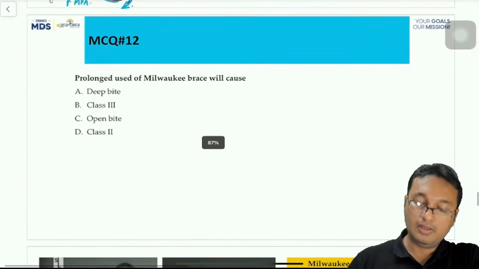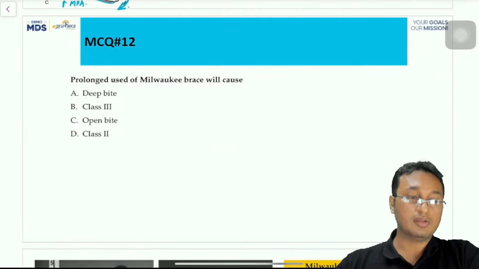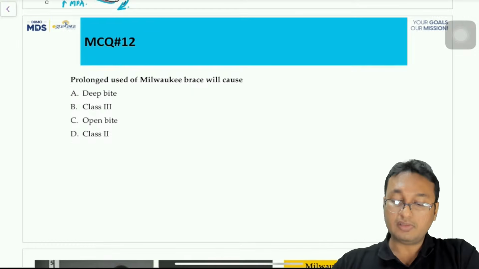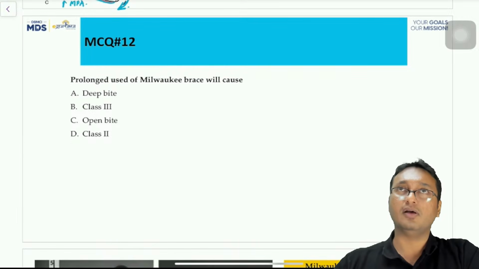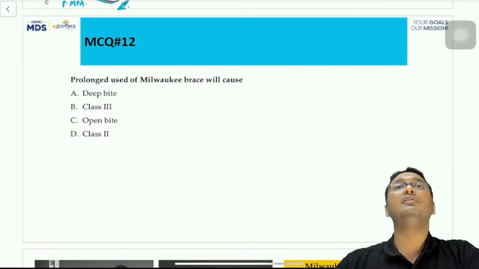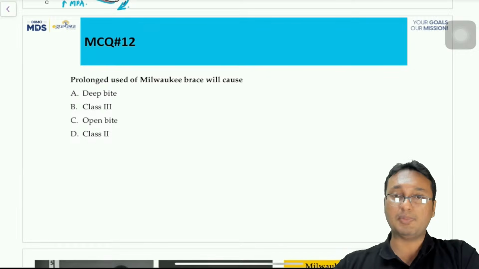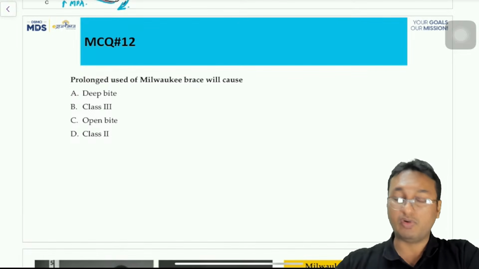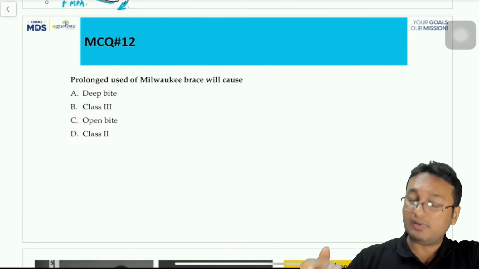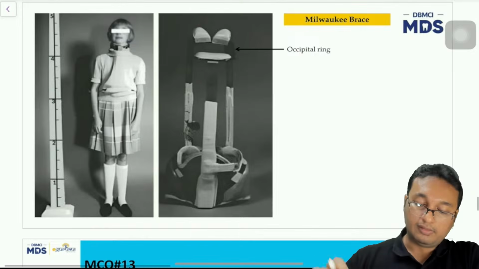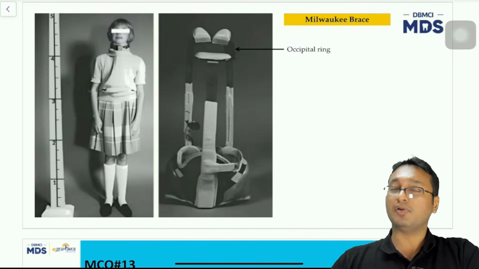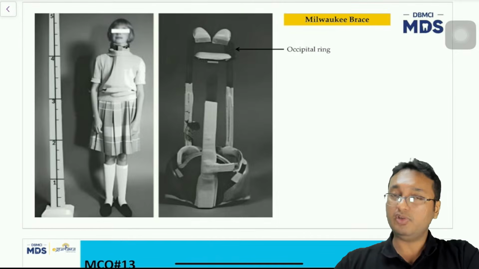Next question. Prolonged use of Milwaukee brace will cause. Now, what is Milwaukee brace? This was an orthopedic appliance developed in the University of Wisconsin, University of Milwaukee. I don't remember the name of the state of the USA in which the place called Milwaukee is located. I'm sorry. So it was developed in the University of Milwaukee. That's why this orthopedic appliance is known as Milwaukee brace. Why I'm saying it was is because it is obsolete now. It is not used anymore.